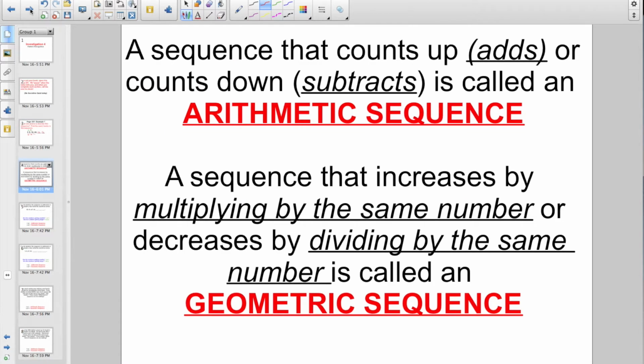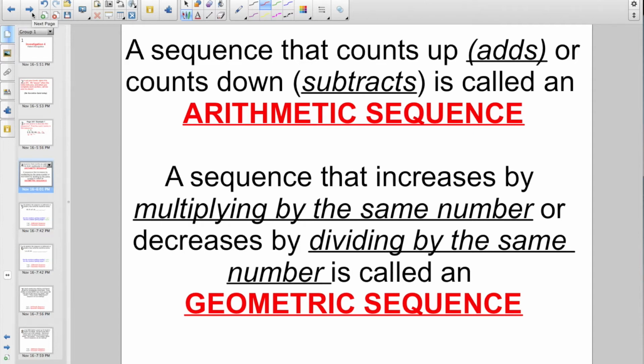Let me explain it to you. We actually have two types of sequence, and you're mainly used to this first one, a sequence that counts up, meaning adds, or counts down, subtracts. Those were called an arithmetic sequence. What we just witnessed was the other variety, a sequence that increases by multiplying by the same number, or if it decreases by dividing by the same number. Those are called geometric sequences. Think you got that down?